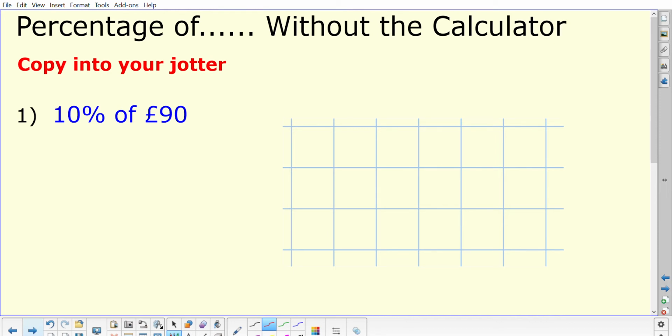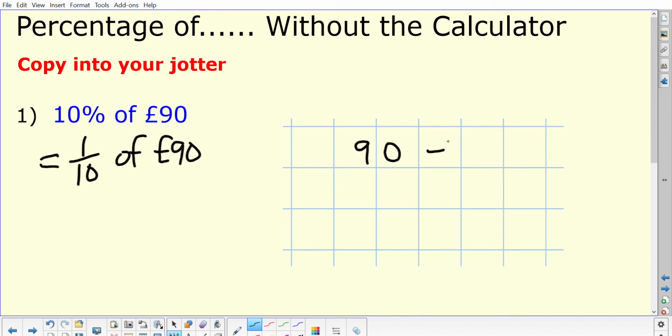So let's look at some examples. To work out 10% of £90, I know that 10% is the same thing as working out a tenth. So I'm going to write that down. That means I'm trying to do 90 divided by 10. Now hopefully you can do that from your times tables and know that the answer to that would be 9.